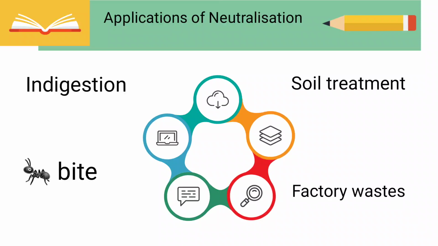Next one is about factory wastes. The waste of many factories contains acids. If they are allowed to flow into the water bodies, the acids will kill fishes and other organisms. So the factory wastes are neutralized by adding basic substances.